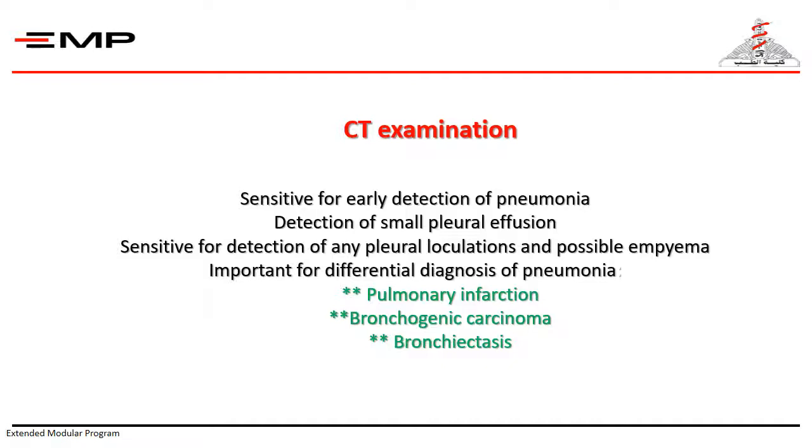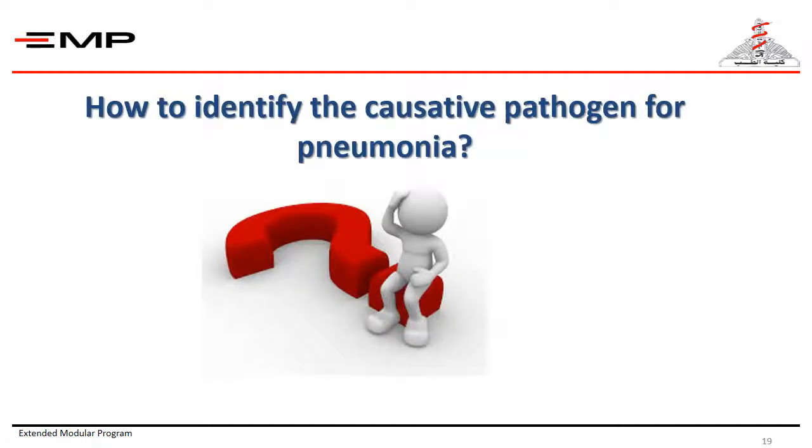CT is very important for differential diagnosis of pneumonia, and the most important differential diagnoses for CT to differentiate are pulmonary infarction, bronchogenic carcinoma, and bronchiectasis.